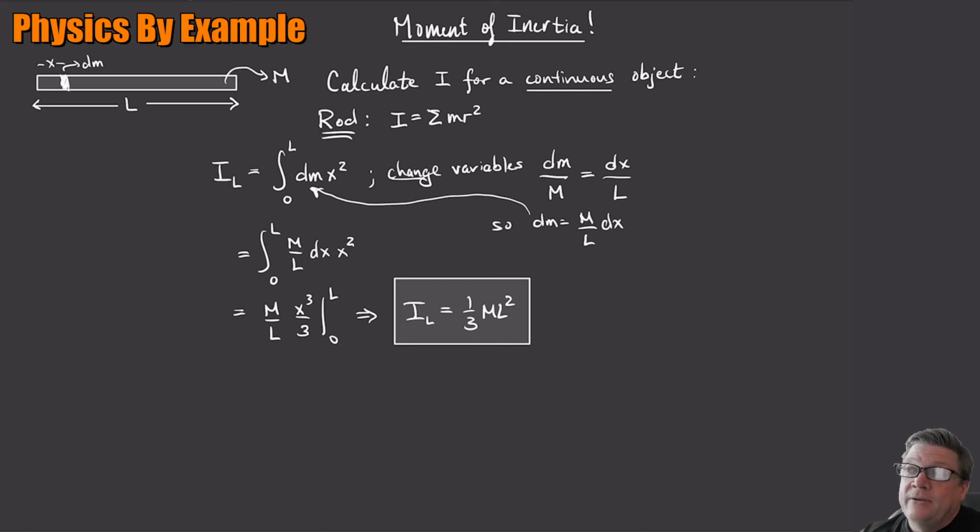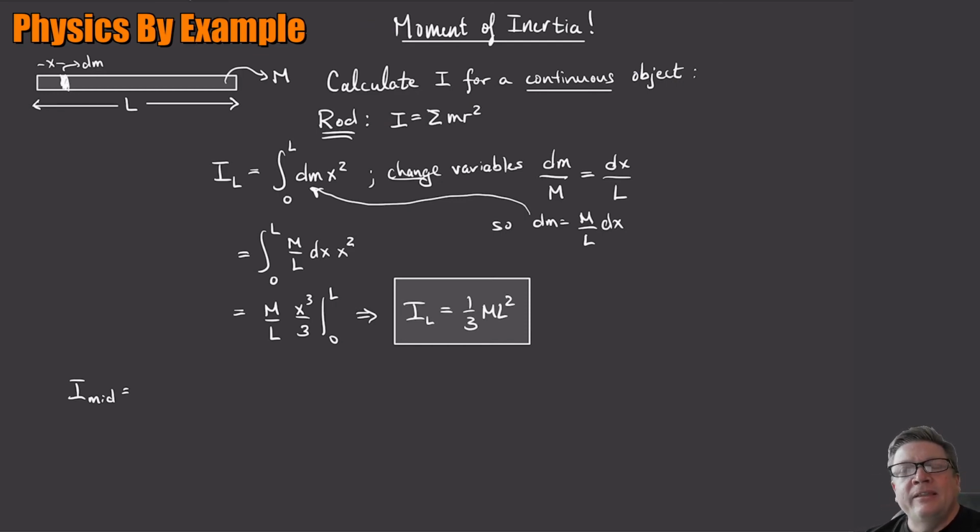Okay, now remember, it makes a difference where the axis of rotation is. We saw that with the compound object. What if we wanted the moment of inertia about the middle? So we're going to pin the middle of this thing, the middle of the stick, and rotate about the middle. In that case, how do we do that? Well, everything stays the same. The changing variables trick, that stays the same.